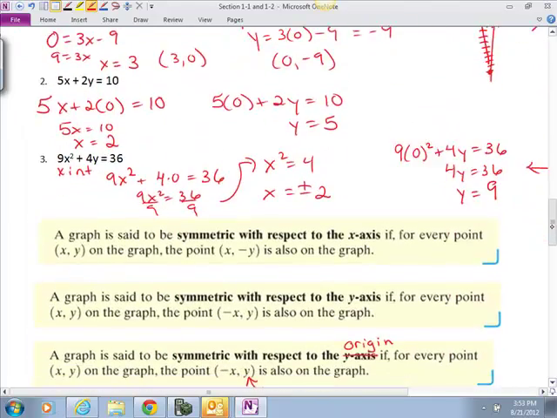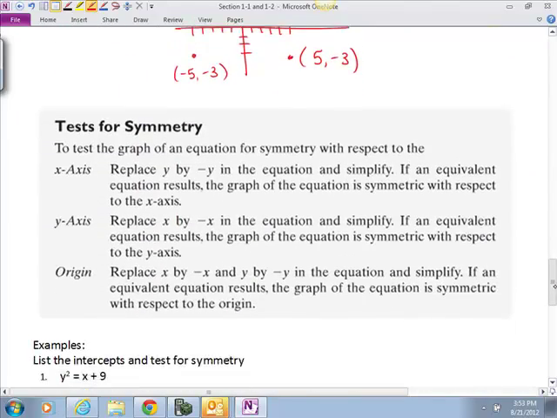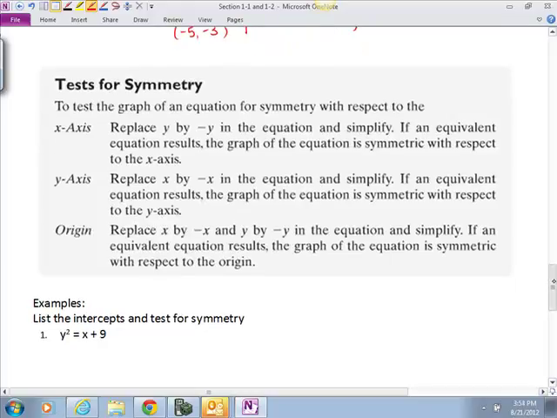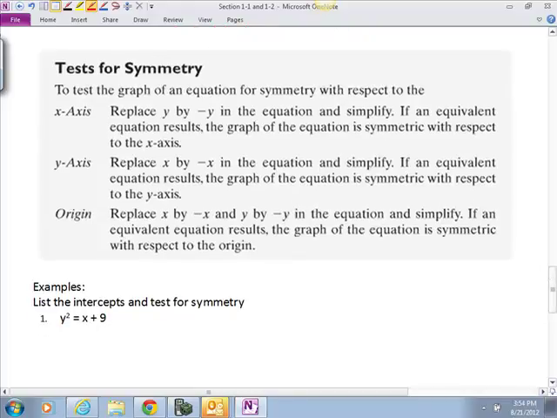Okay, the other thing that we didn't get to in the lesson was talking about these tests for symmetry. And so I'm going to go ahead and finish up these last 4 problems where we test for symmetry. The way you test for x-axis symmetry is you replace y by -y and simplify the equation. And if the equation results in the same thing that you had when you had y there, then you have symmetry with respect to the x-axis. And then you do the opposite with y-axis symmetry. You replace x by -x, clean it up, and if you get the same thing that you started with, then the graph is symmetric with respect to the y-axis.